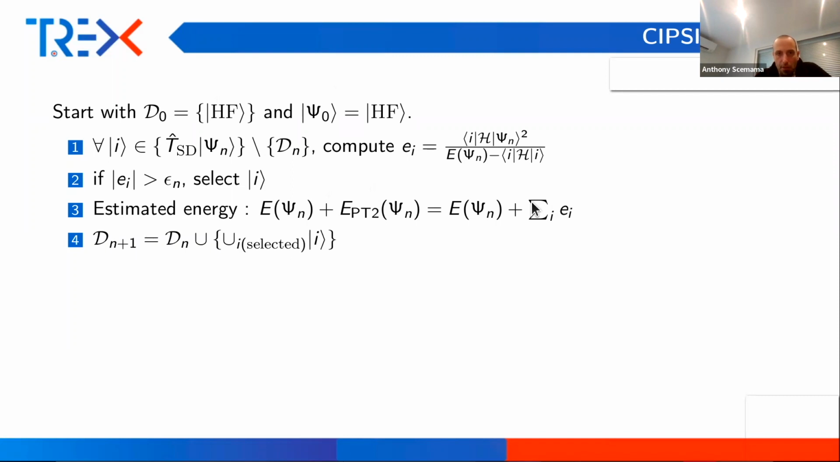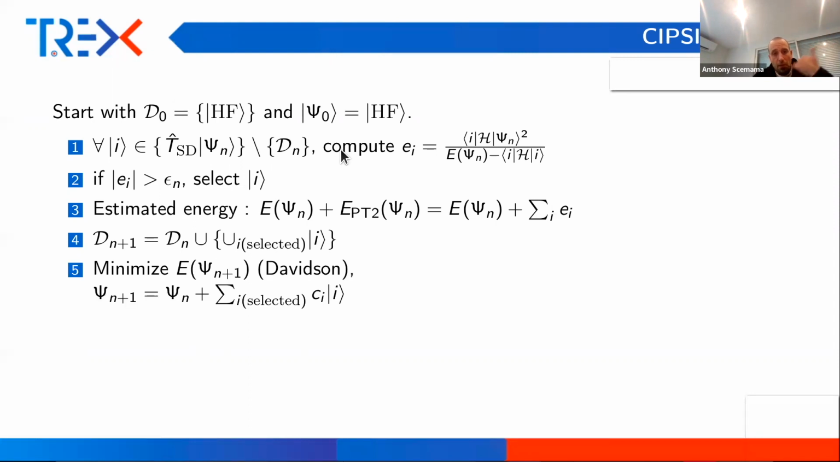Okay, so now we have selected these determinants, and we can create a new determinant space, which is the determinant space of the previous iteration, so D0, and we include all the selected determinants. So now we have a space, let's say, if I had selected 10 determinants here, I would have now a space of 11 determinants, the Hartree-Fock plus the 10 selected determinants. And now I can build my Hamiltonian in this space. I can diagonalize it. And then I get this new wave function psi n plus 1.